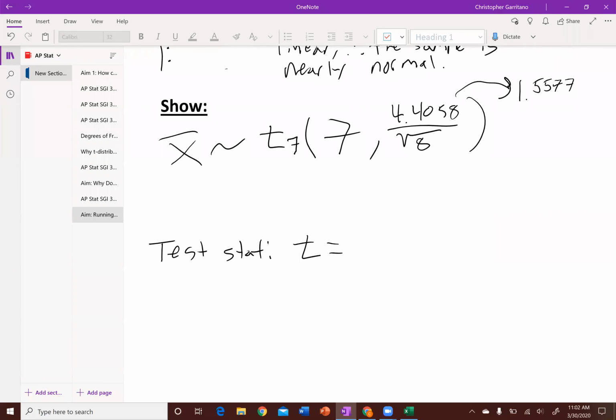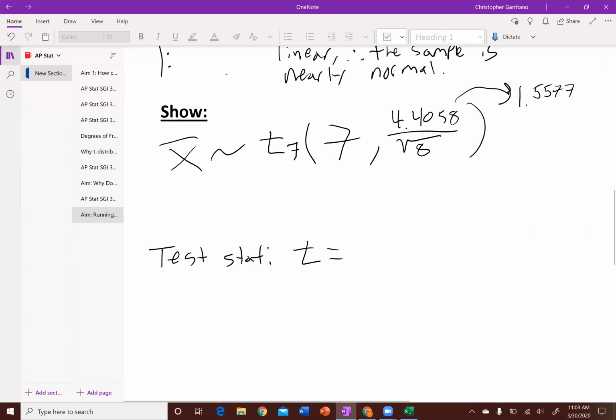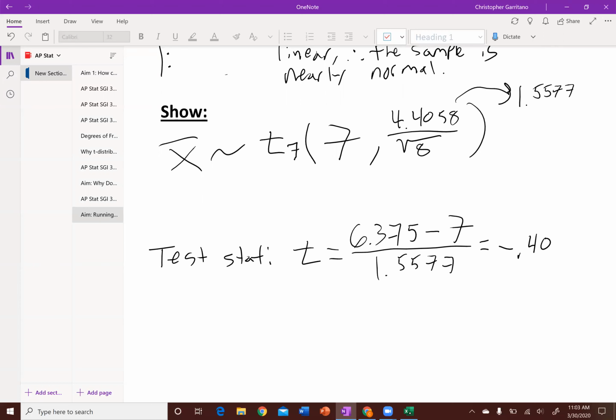All right, now we're going to use this distribution and the observed sample to calculate the t-test statistic. So I'm going to take my observed, which is 6.375, minus the mu, or the assumed mu, and I'm going to divide by the standard error, which is 1.5577. And this test stat is approximately equal to negative 0.4012.